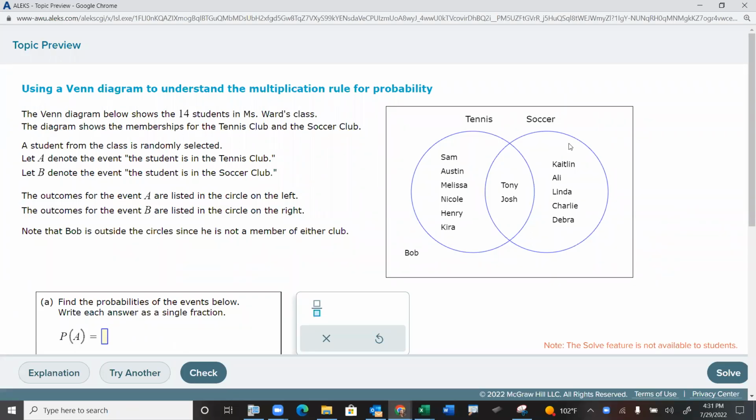Okay, so we got a Venn diagram again. Clearly, the circle on the left represents the people on the tennis team, and the circle on the right are the people on the soccer team. All 14 people, as it says, are in Miss Ward's class. Okay, I did all that.